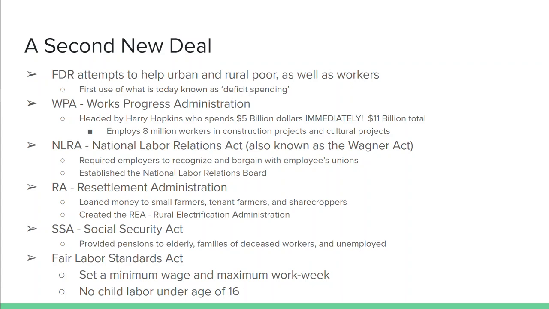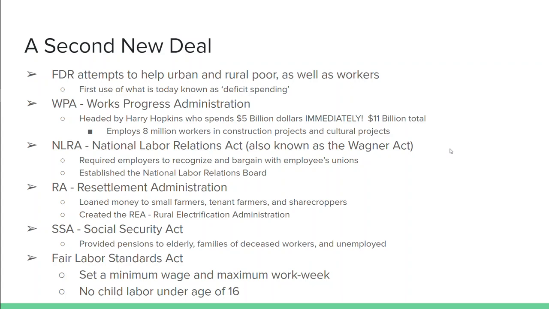We also have the National Labor Relations Act, better known as the Wagner Act. And it's the NLRA that guarantees you today the right to organize and the right to a union. Beyond that, we have the Resettlement Administration, which gave money to small farmers and sharecroppers to encourage them to buy their own farms and to keep farming and keep up with production. And it also created the REA, the Rural Electrification Administration. It is the REA that brings power to small communities throughout the country, especially the Southeast.